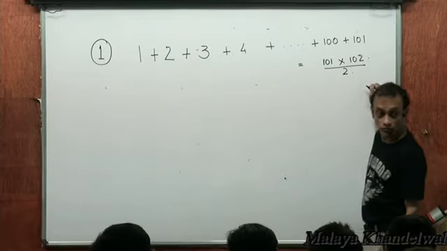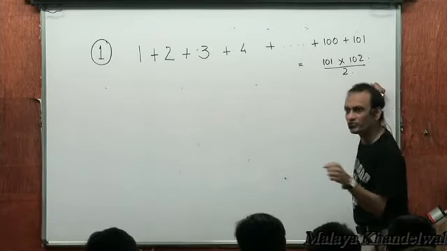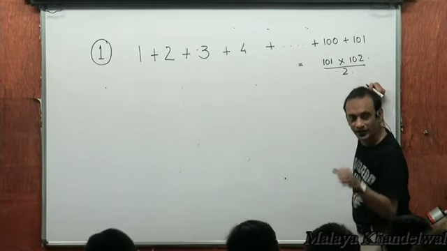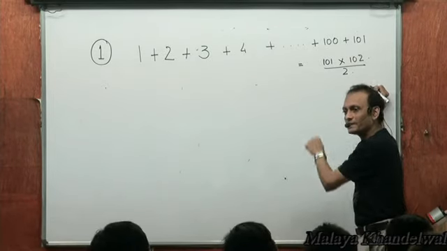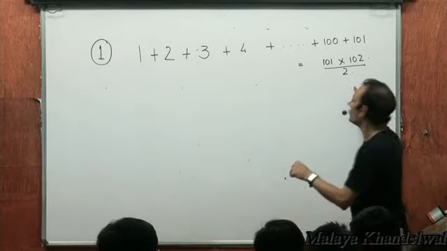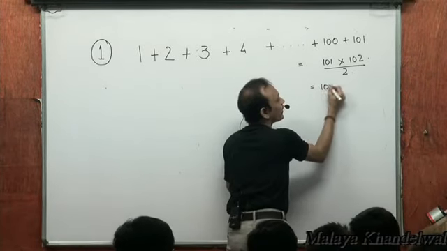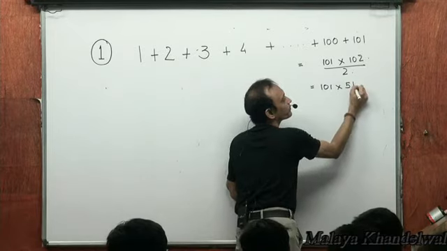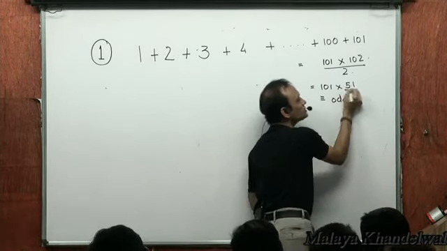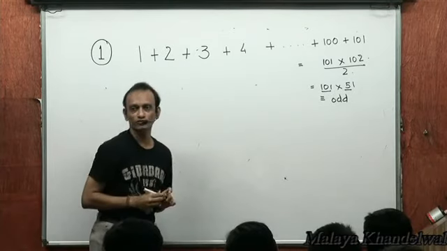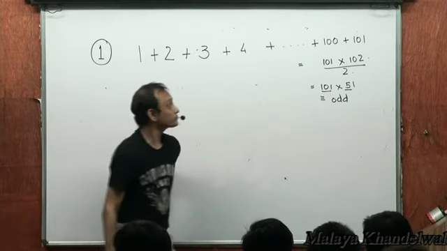N into n plus 1 by 2, sum of the first n natural numbers. Have I told you that? 1 plus 2 plus 3 up to n is n into n plus 1 by 2. That is like 101 into 51, which is an odd number. Product of two odds is an odd.